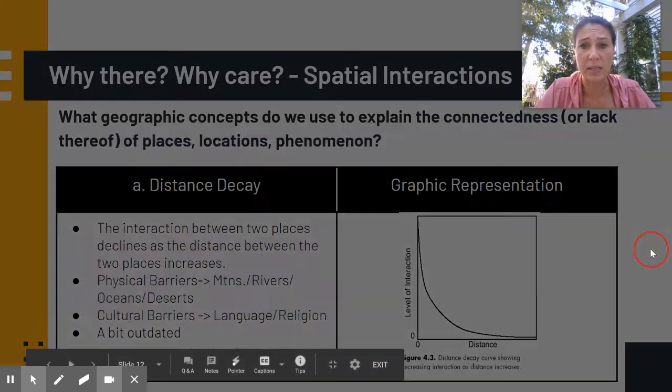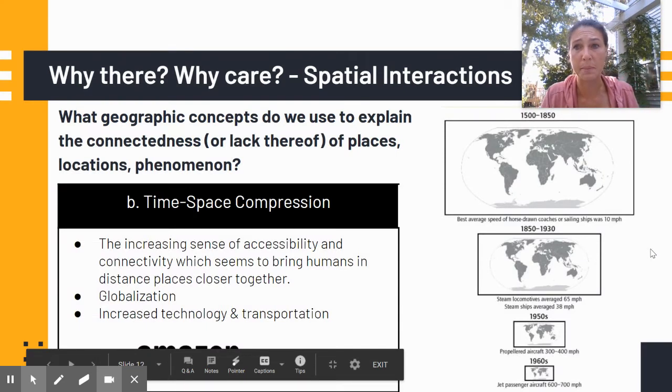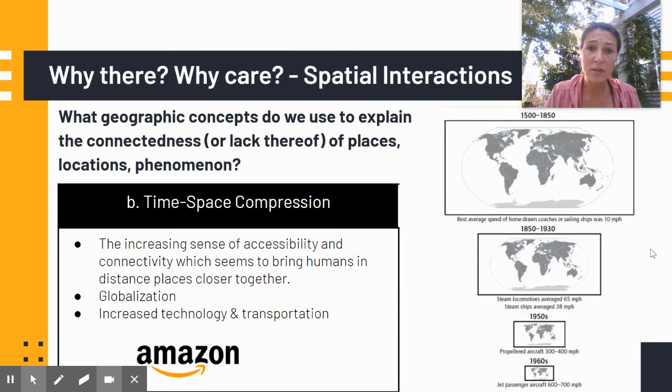Now, the reason why this is outdated is because of this concept, which is time-space compression. So as the world becomes more connected through globalization and information technology and improved travel, like really fast planes and trains, it doesn't seem like the world is as disconnected as it once was, right? So I love this graph to explain it. Between 1500 and 1850, when the fastest mode of transportation was a boat, and we're talking months of travel between, say, Europe and the United States, the world felt very far apart and distance decay was very relevant, right?